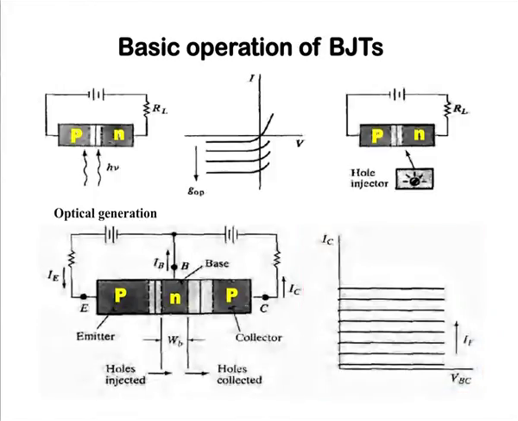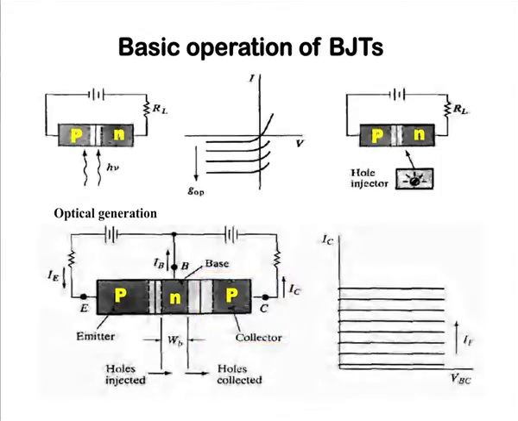Basically, the transistor has three terminals. The first is the emitter, where we inject the carriers from emitter to base; the second is the base; and the third is the collector. The collector collects these injected carriers. So here we control the collector current by the emitter current.